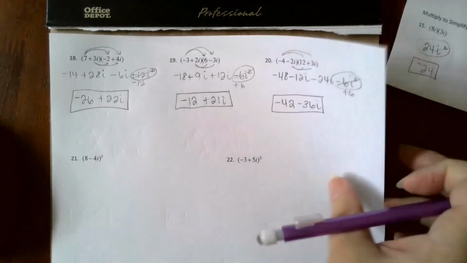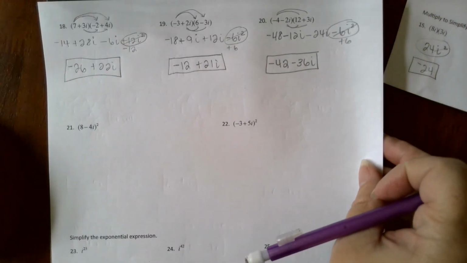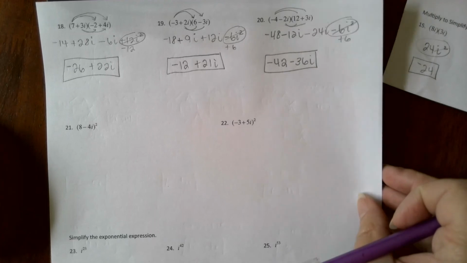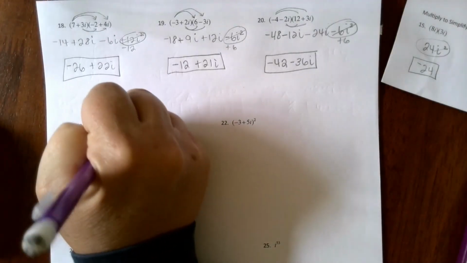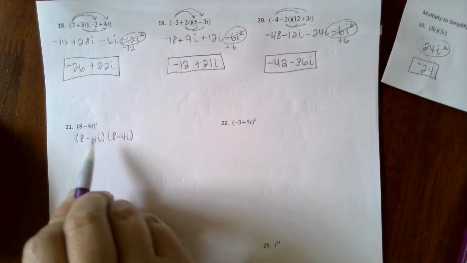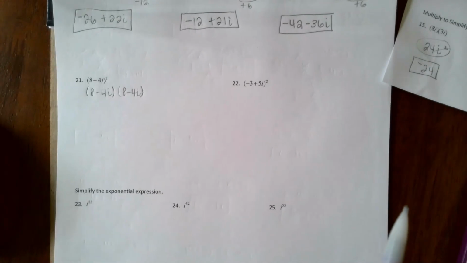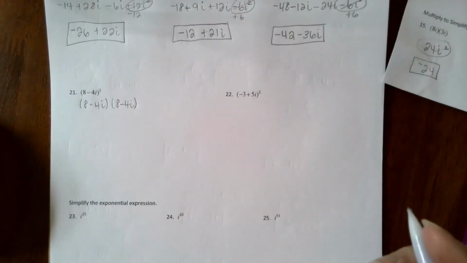All right, 21 and 22, they look different. They actually turn out to be the exact same as 18, 19, and 20. You just have to do one extra step. That extra step is to write them twice. That squared means that it's 8 minus 4i times 8 minus 4i. Now you FOIL just like you did with 18, 19, 20, and 21.